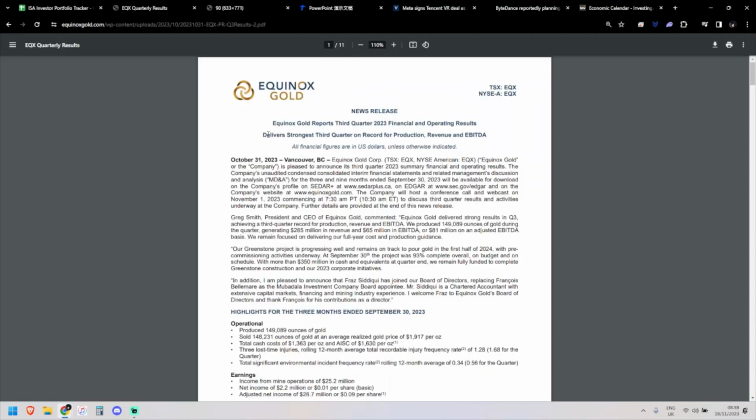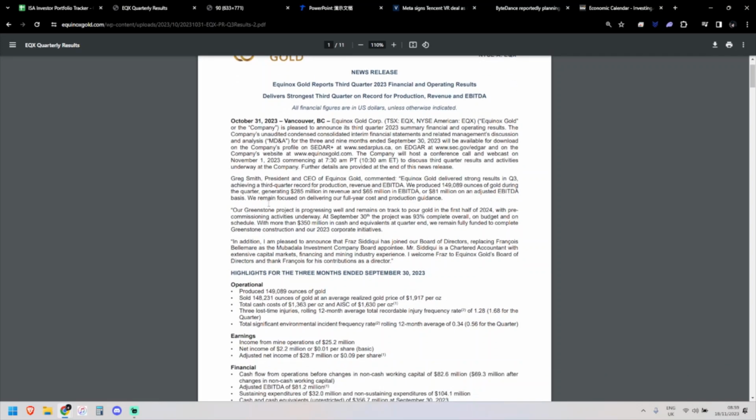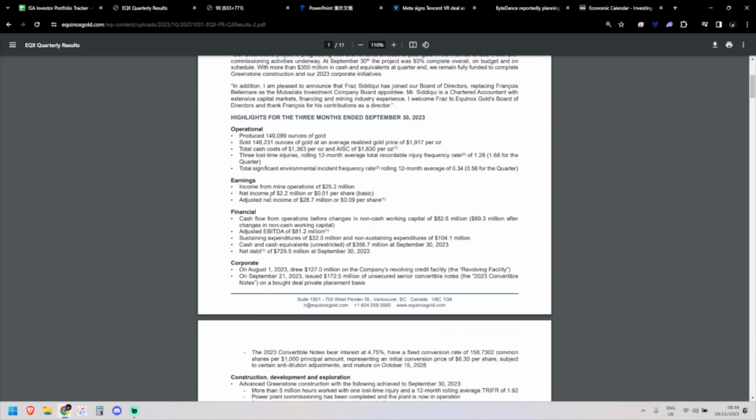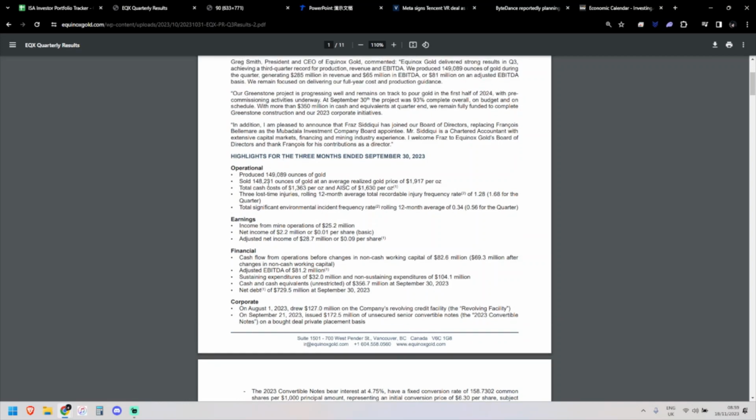I didn't cover Equinox Gold, one of my other large positions. They released their Q3 earnings, and it's similar to Coeur Mining really. They're expanding, so still showing a very low net income, but they produced 149,000 ounces of gold, which is very good. It's what a lot of miners much larger in market cap than Equinox do. And the all-in sustaining cost is $1,630, which is high, but I'm hoping that comes down with the expansion.